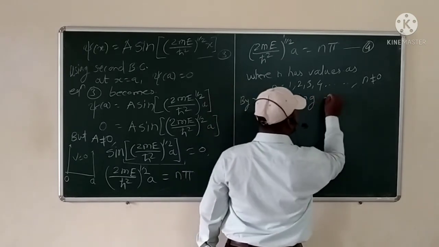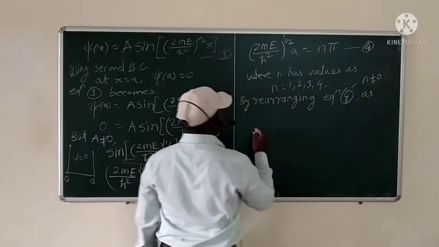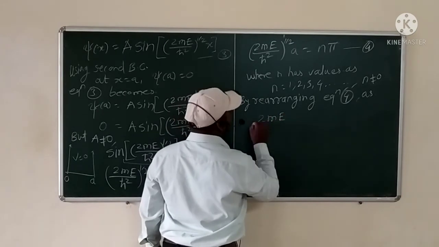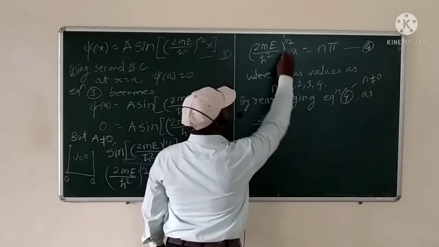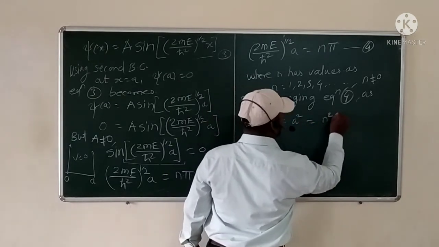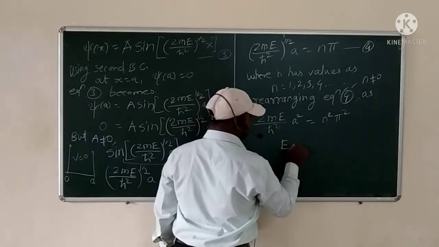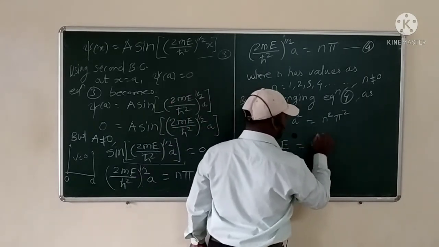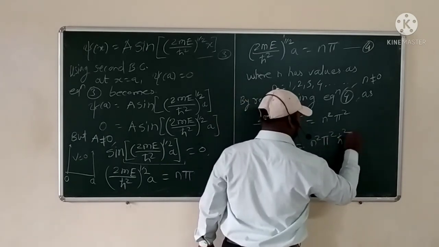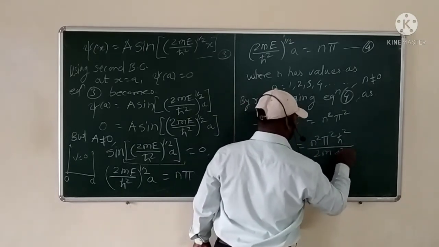Rearranging equation 4 and squaring both sides, we get twice mE by h cross square, the square root and square cancel, a square is equal to n square pi square. If we calculate for energy, we get n square pi square, the denominator goes to the numerator, h cross square divided by twice m a square.